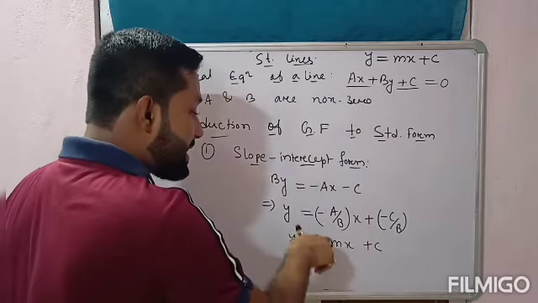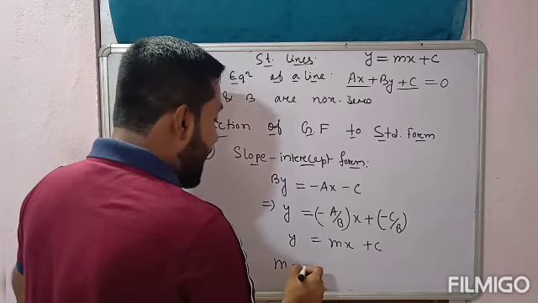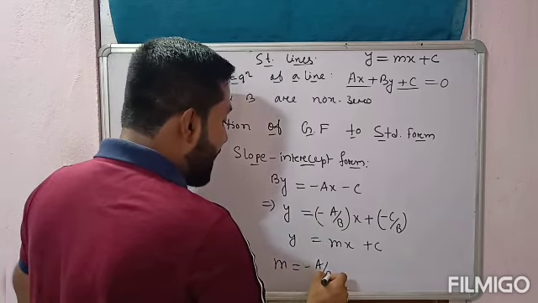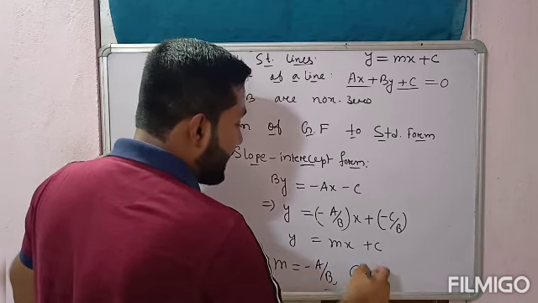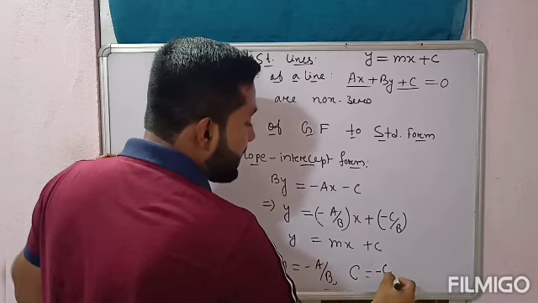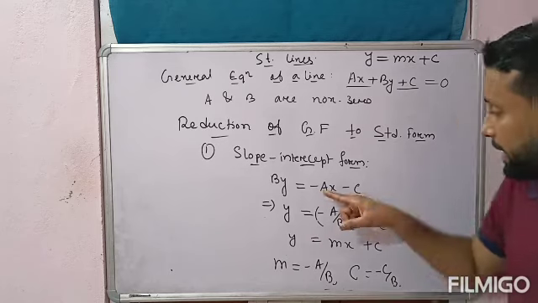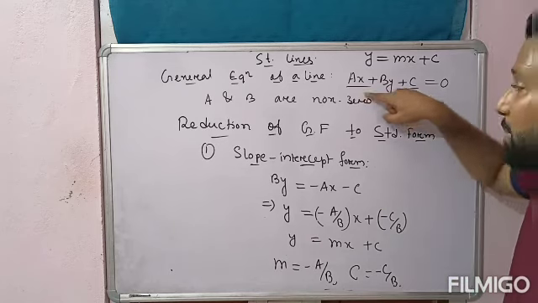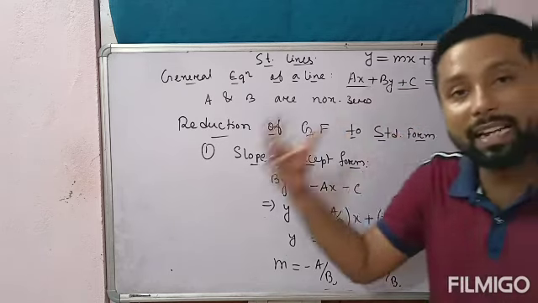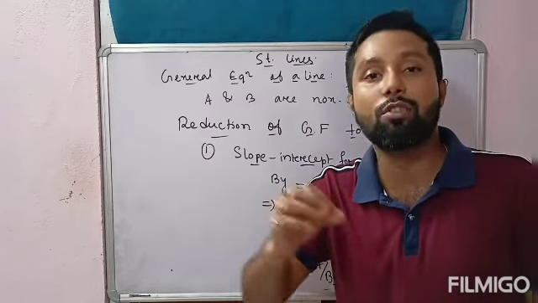So if I compare this equation with slope intercept form, then we can say that here m is equal to minus a by b and capital letter C is equal to minus c by b. That's it. Okay, it's very simple. ये इक्वेशन क्वेश्चन में दिया रहेगा, ऐसा फॉर्म में क्वेश्चन में दिया रहेगा और पूछेगा कि reduce the equation into slope intercept form.